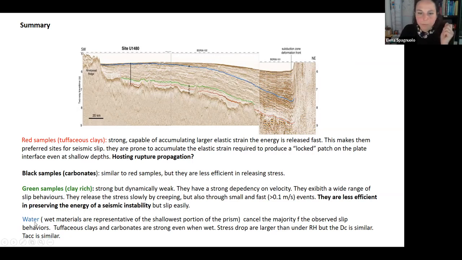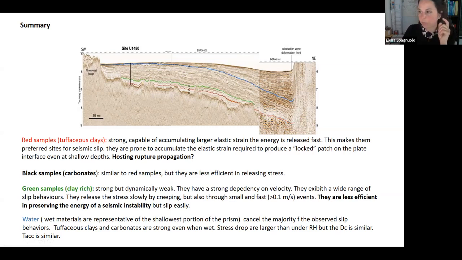And then in the case of water, it's also interesting because the wet material that is representative of the shallowest portion of the prism cancels the majority of the observed slip behaviors. So all these slip events disappear. And tuffaceous clays and carbonates are strong even when wet. They stay strong. The stress drops are larger in the case of wet sediments than under room humidity condition, but the D sub C for the wet experiment is quite similar.